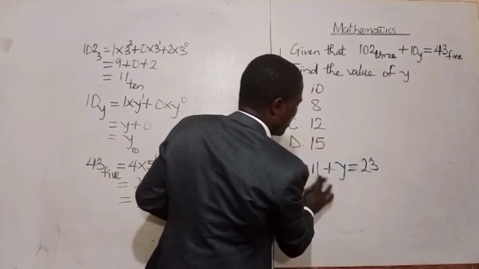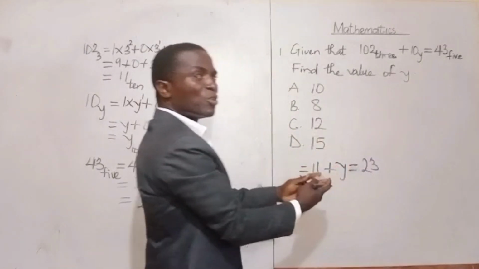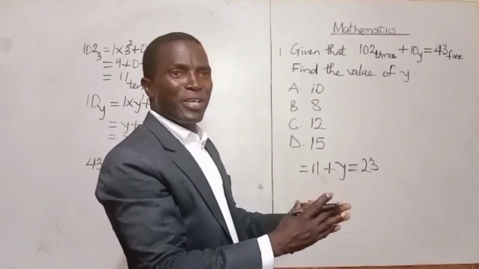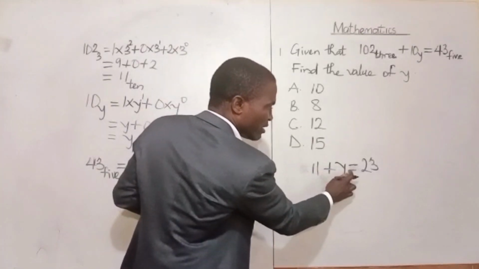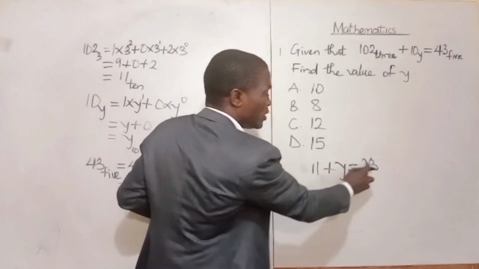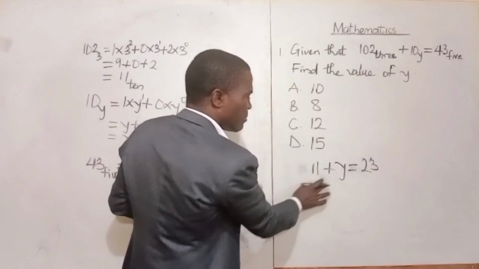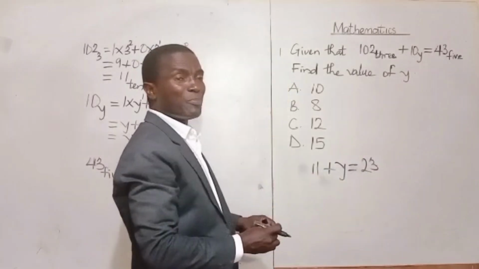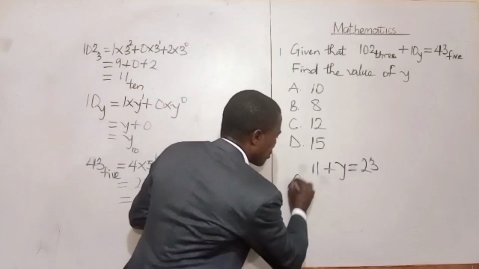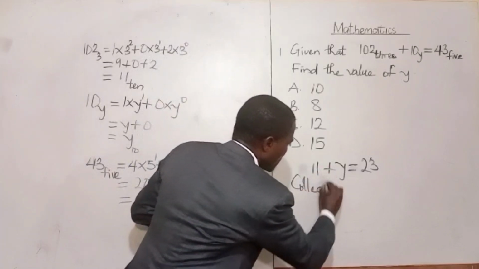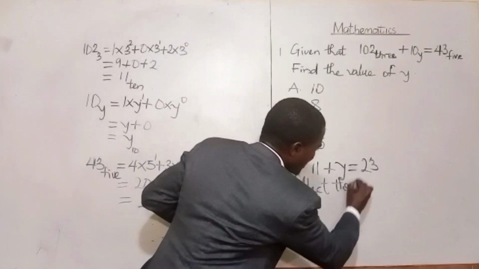All are now in base 10. They can now interact as one big family. The language spoken by this will be understood by this, and the one spoken by this will be understood by this, because all of them are now the same base, which is base 10. So I can collect like terms here, collect the like terms.